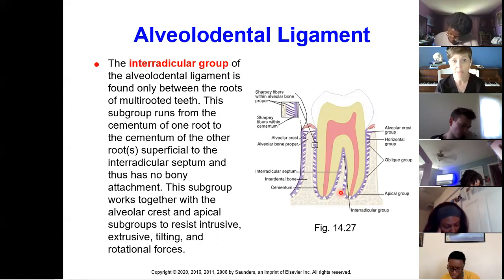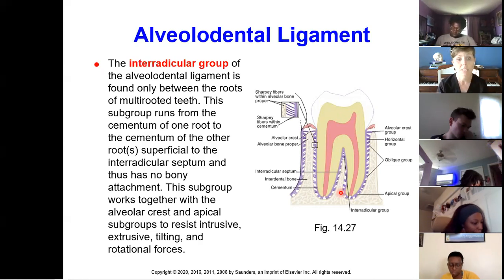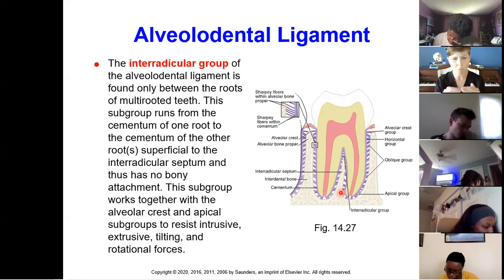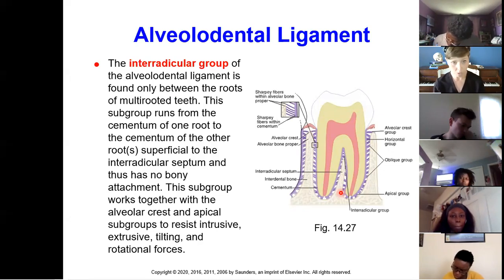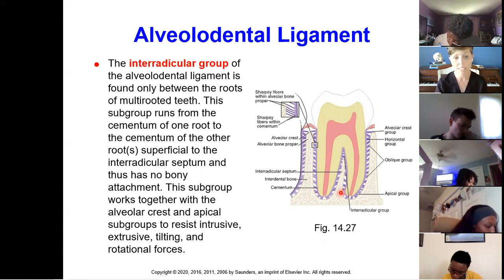And then finally, we have our interradicular group, and these are found in between the roots of multi-rooted teeth. This subgroup runs from the cementum of one root to the cementum of another root. So it doesn't touch bone at all. It goes cementum to cementum. It's just superficial to the interradicular septum, and thus has no bony attachment. This subgroup works together with the alveolar crest and the apical subgroups to resist intrusive forces, tilting, and rotational forces.